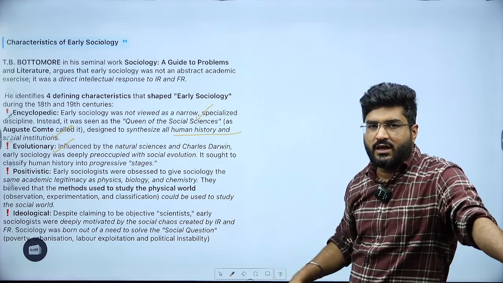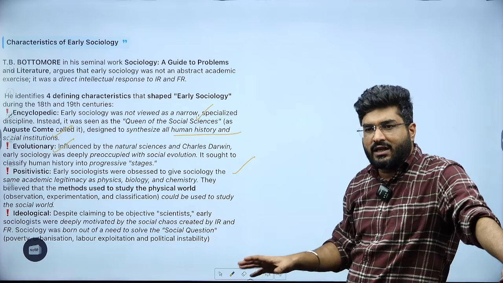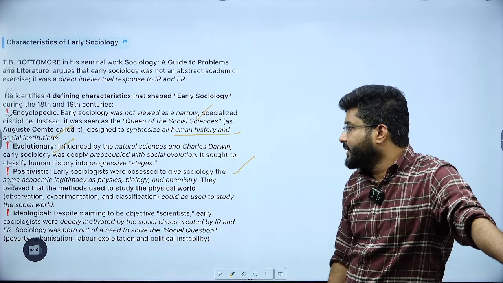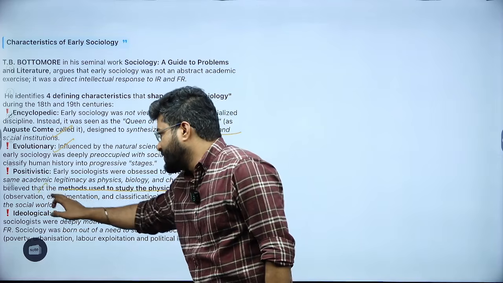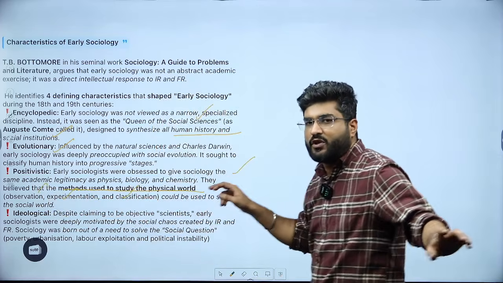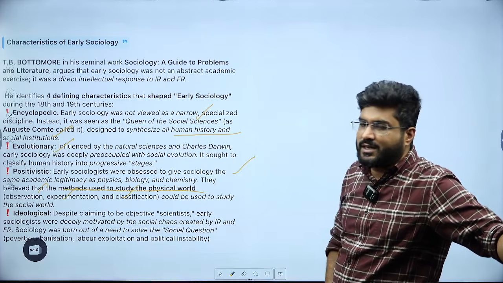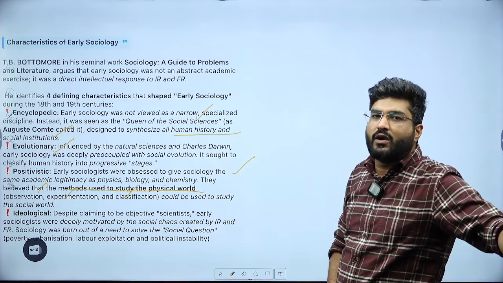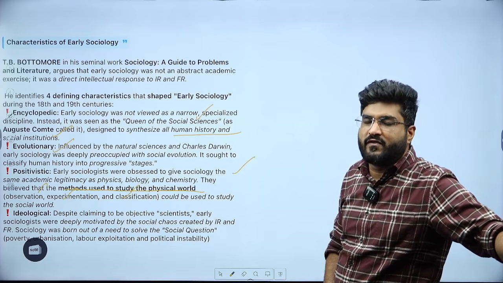Then positivistic, where the focus is on making it a natural science and understanding society as we understand physics and biology. Okay, the methods used to study the physical world, like observation, experimentation, classification, etc., could be used to study the social world. And hence the last characteristic is ideological, that it will provide an ideology for how we are going to analyze and talk about social changes or social challenges which we'll be facing.